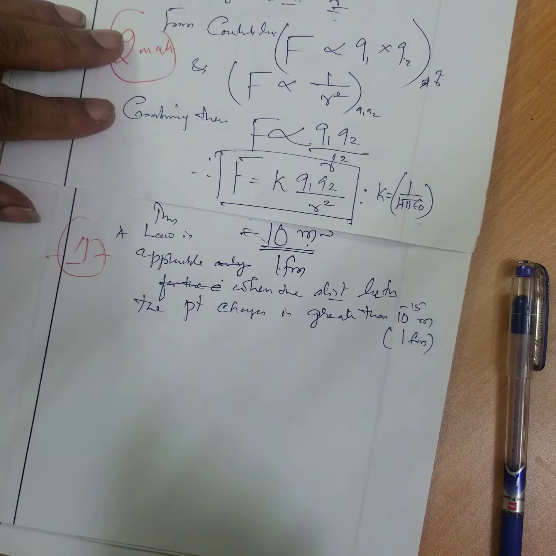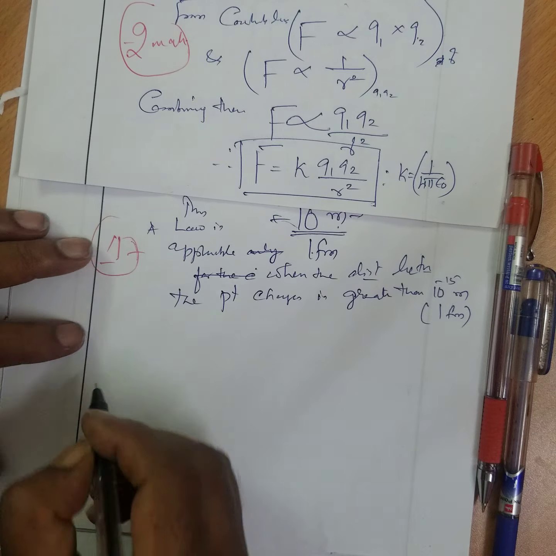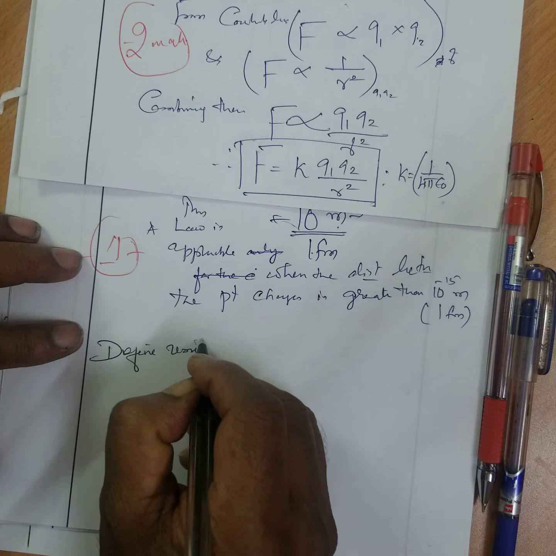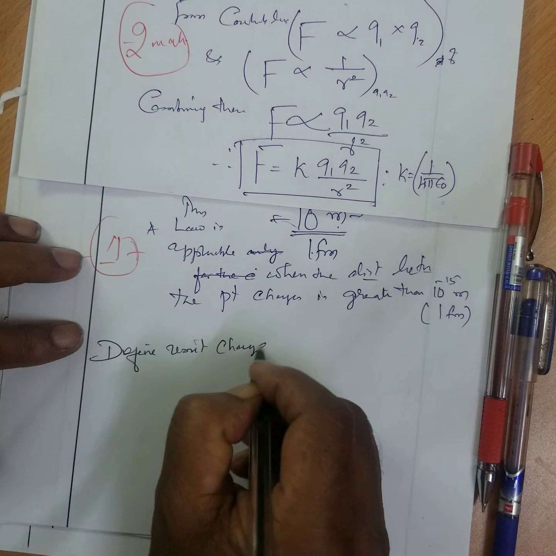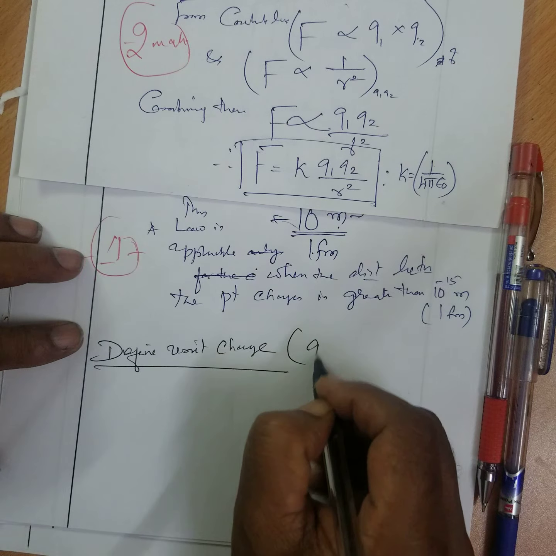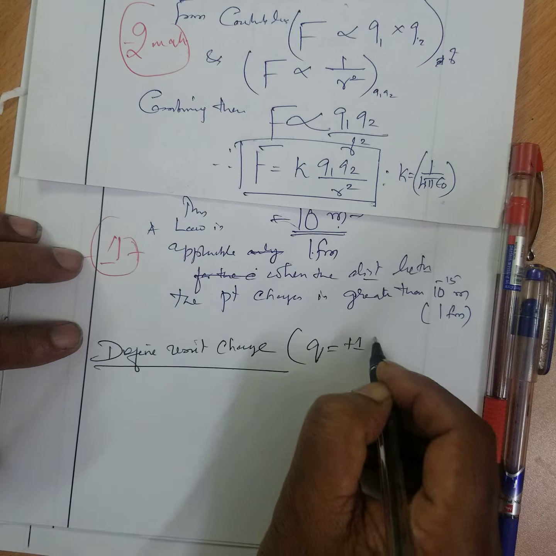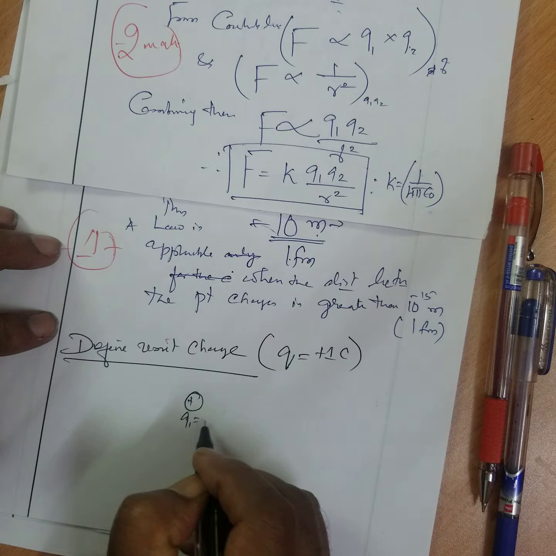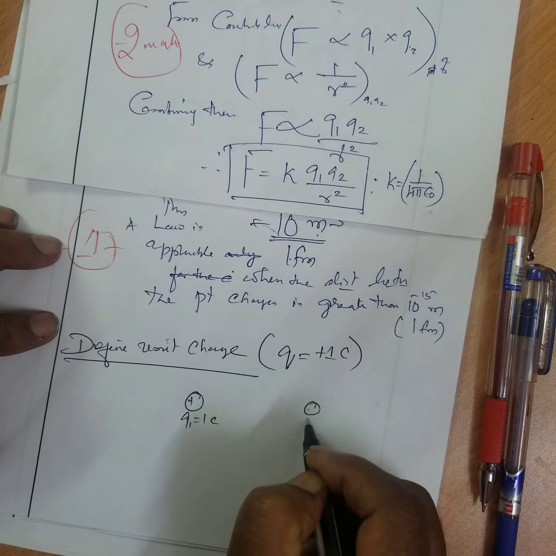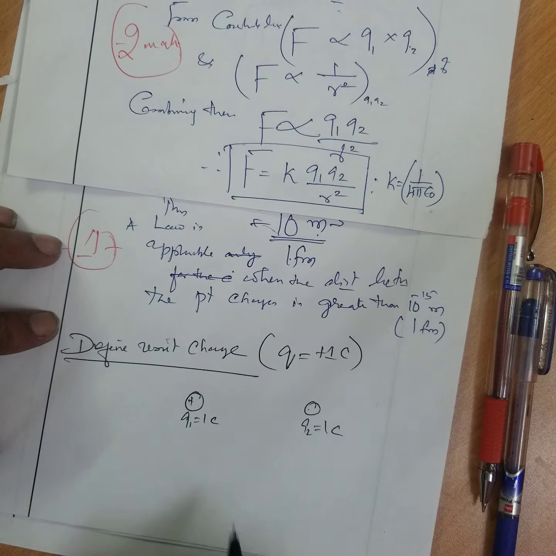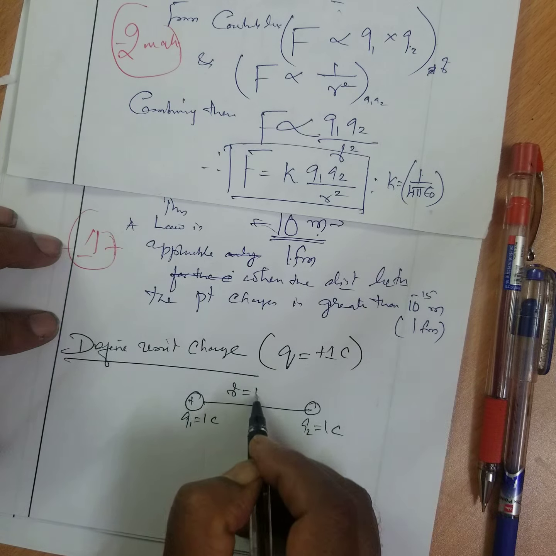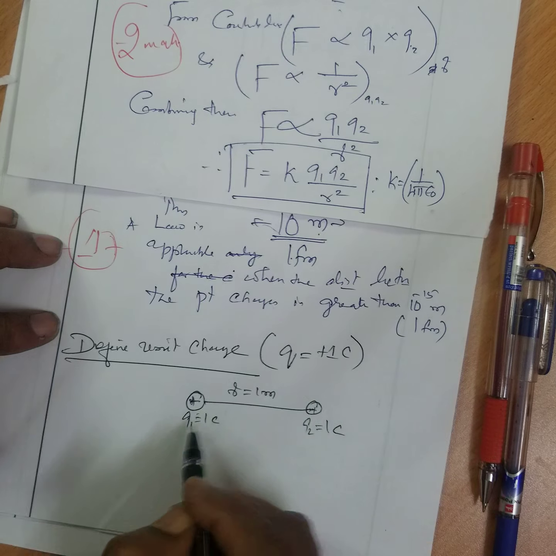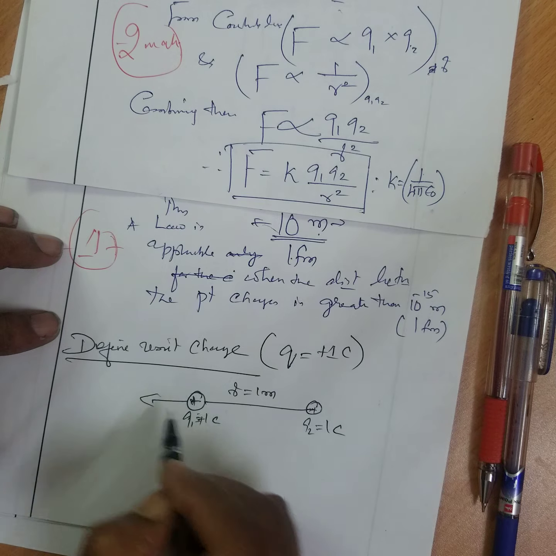Suppose they may ask: define unit charge. What is the unit charge? 1 coulomb, right? Suppose Q1 is 1 coulomb, Q2 is also 1 coulomb, and R, the distance, is also 1 meter. Both are positive charges. What is the force of repulsion?